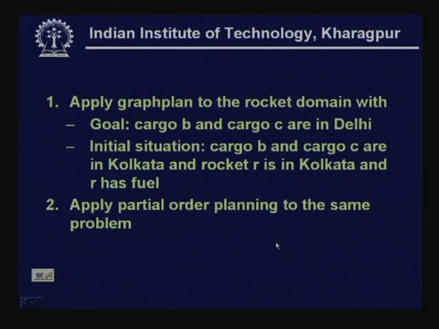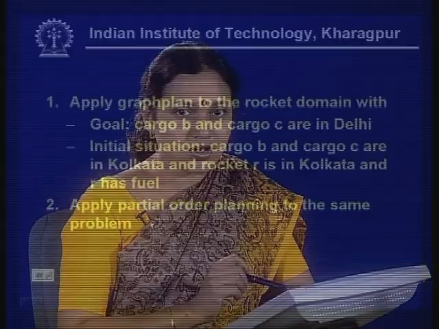Now, given this problem, you need to apply GraphPlan to this domain with the goal that cargo B and cargo C are in Delhi. The initial situation is that cargo B and cargo C are in Kolkata, rocket R is in Kolkata and R has fuel. For this you have to execute GraphPlan, and on the same problem you execute partial order planning. So, we stop here. Thank you.